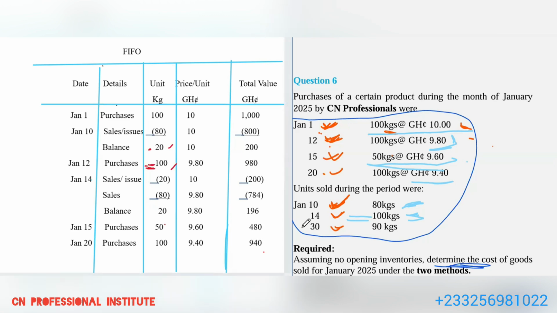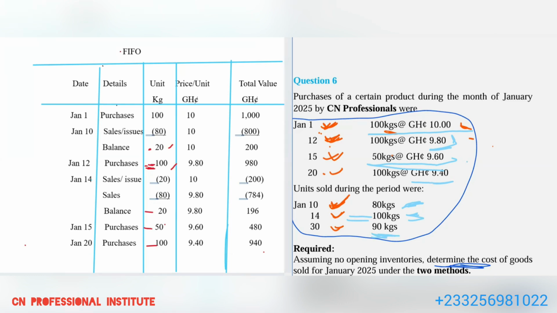Then January 30, the last issue, or the last unit we sold. The last sold was on January 30th. So on 30th January, we sold how many units? 90 units. Now look at what we have. Before the sale on January 30, we had a balance of 20. We purchased 50 units, making 70 units, and then we purchased another 100 units. So now we have 170 units with us, right?